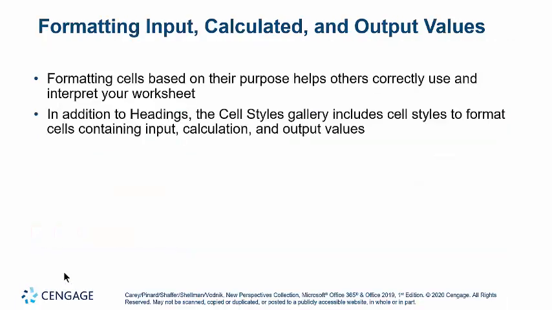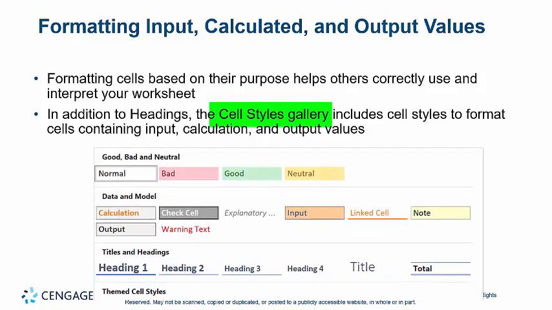Formatting input, calculated and output values. Formatting cells based on their purpose helps others correctly use and interpret your worksheet. In addition to the headings, the Cell Styles gallery includes cell styles to format cells containing input, calculation, and output values. So we can color code these a bit to give visual cues to whoever is using our workbook as to the intent of that particular cell.